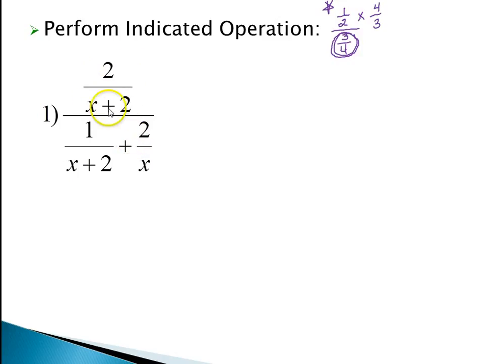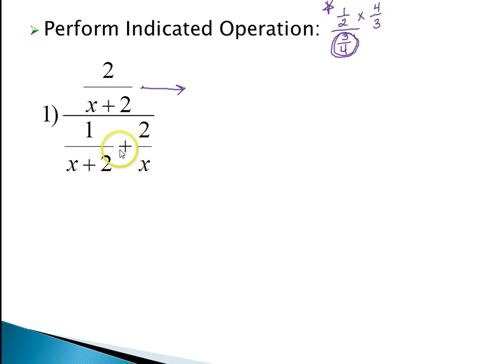The top is already simplified. This one's a little bit easier because 2 over x plus 2, you can't do anything with. It's already simplified, so that is just going to stay the same. The bottom is what we're concerned with. We have to simplify this. We have to combine it.